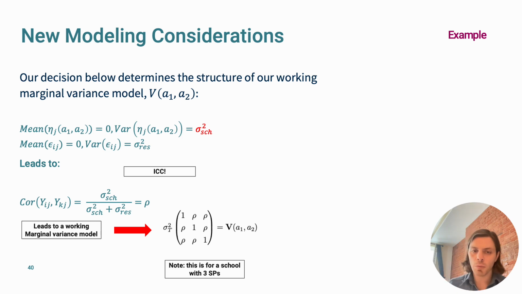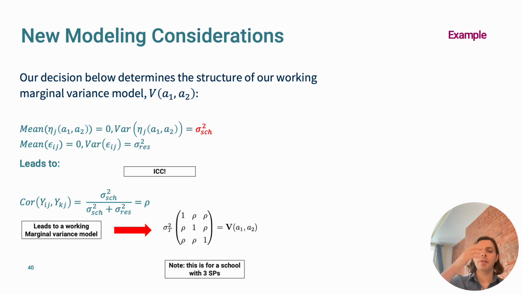Well, let's say we're keeping it as sigma squared sub school. That led to rho, our ICC, which leads to the following working marginal variance model of sigma squared t, our total variance, times this 3 by 3 matrix. And there's a couple points here. Why is it 3 by 3? Well, this is just for a school with 3 school professionals. Okay, and this matrix we call exchangeable. So this will be an exchangeable working variance structure.